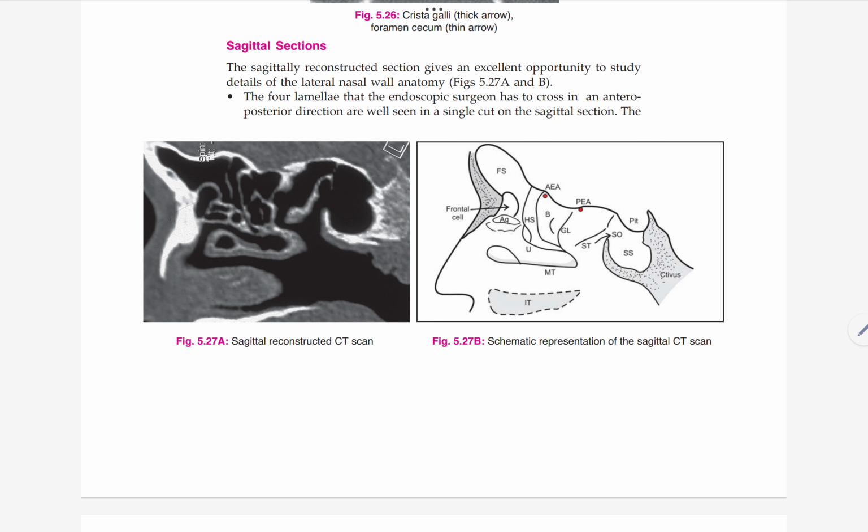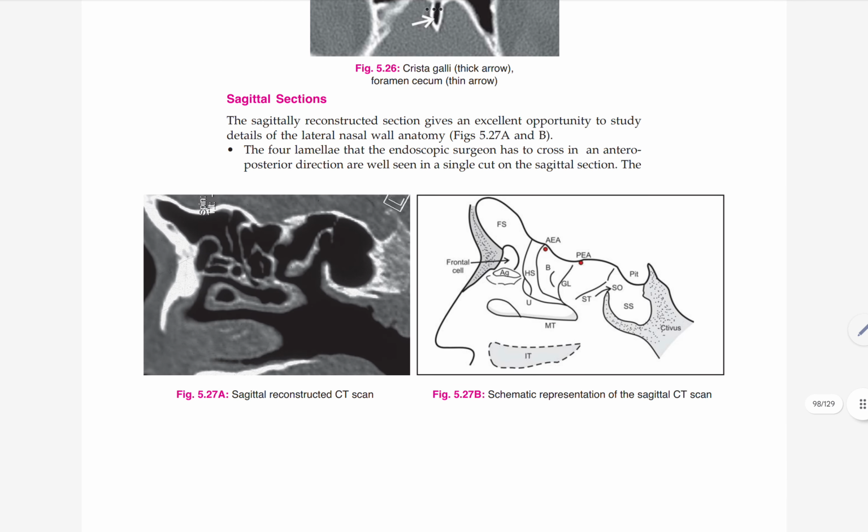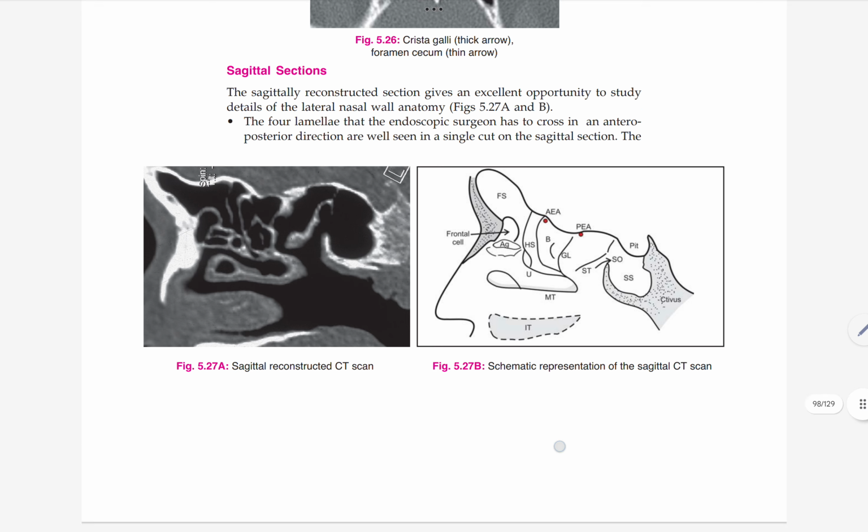We can see the frontal cell, frontal sinus, agger cells, hiatus semilunaris, uncinate process, middle turbinate, inferior turbinate, bulla. We can see the sphenoid sinus, sphenoid ostium, pituitary gland, clivus. So the four lamellae that the endoscopic surgeon has to cross in an anterior posterior direction are well seen in a single cut on the sagittal section.